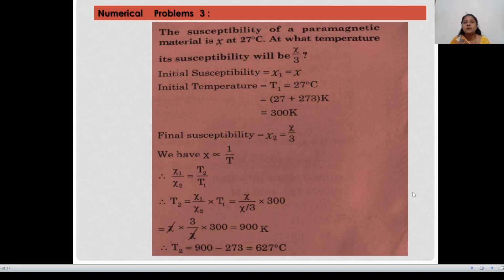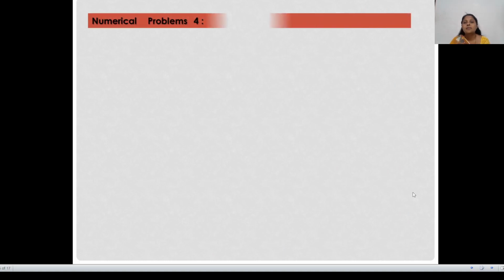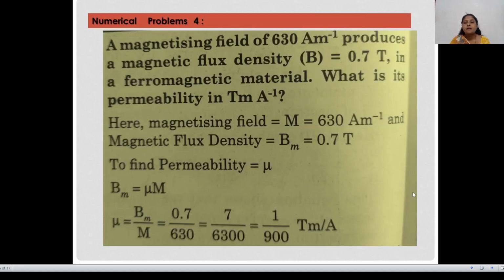Now, next problem, number 4. A magnetizing field of 630 ampere per meter produces a magnetic flux density B equal to 0.7 tesla in a ferromagnetic material. What is its permeability in tesla meter per ampere?